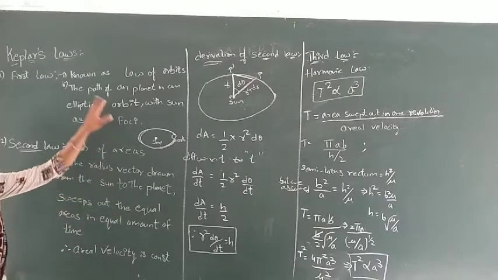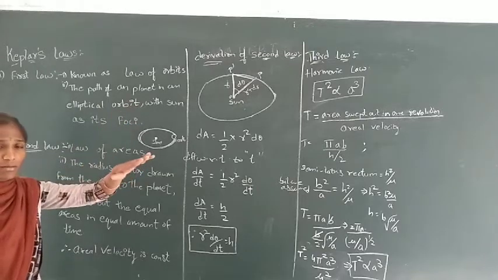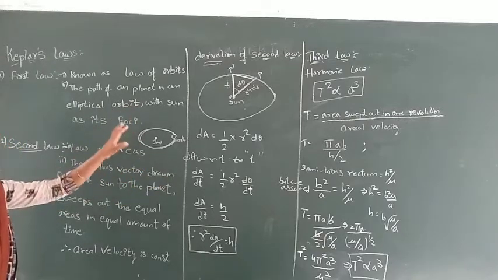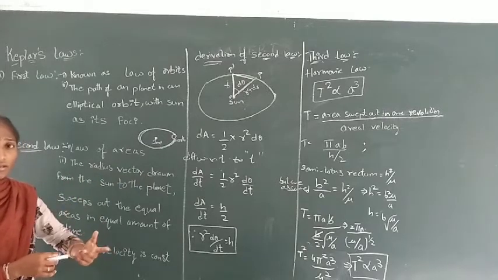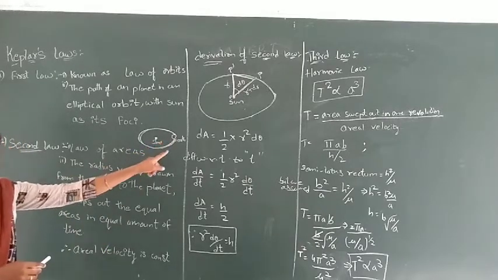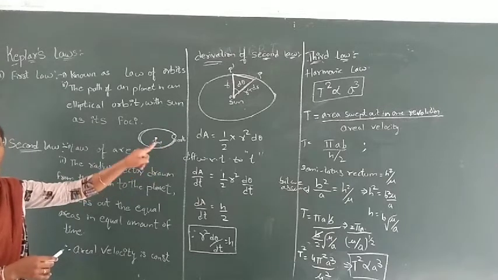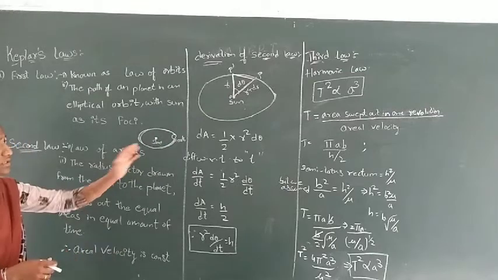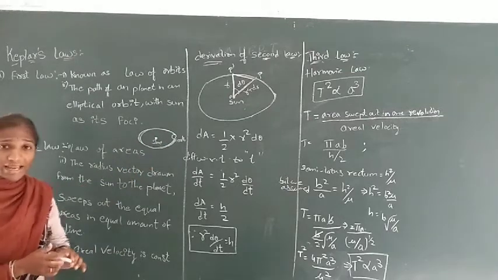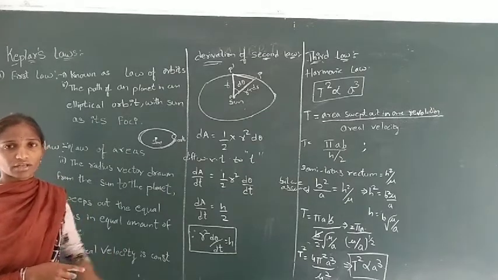So this is explained by Kepler's first law: the path of a planet in an elliptical orbit with the sun at its focus. Otherwise we can describe it as the planets revolve around the sun in an elliptical shape, with the sun at its focus. So this is the first law. In class itself we deduced the first law derivation.